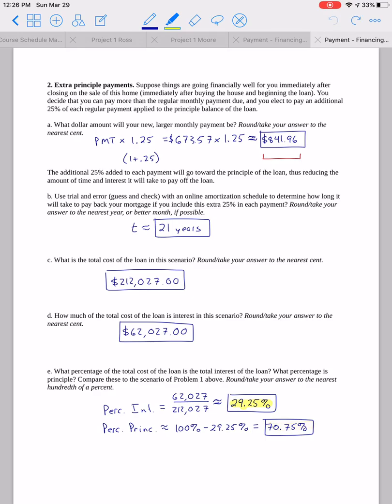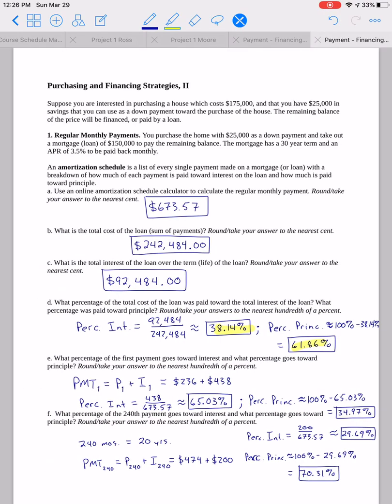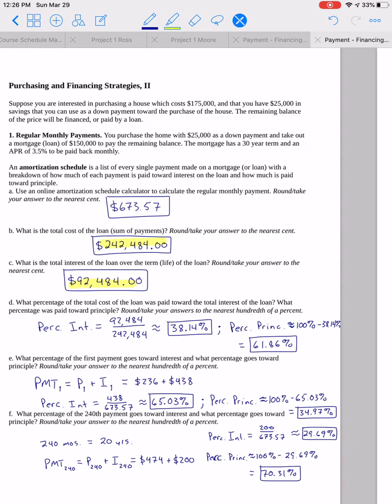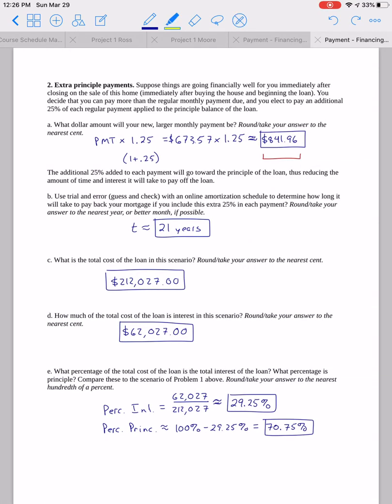Also, some things to note between these two. The total cost of this situation is $242,000 with $92,000 in interest. And if we go back to our aggressive payment strategy, we've got $212,000, a $30,000 difference with $60,000 in interest. That $30,000 represents that much less interest we pay by paying this little bit extra each month. So $30,000 difference in interest for these two scenarios.